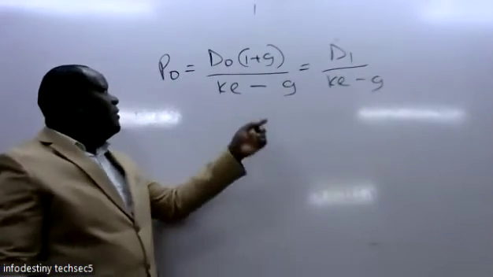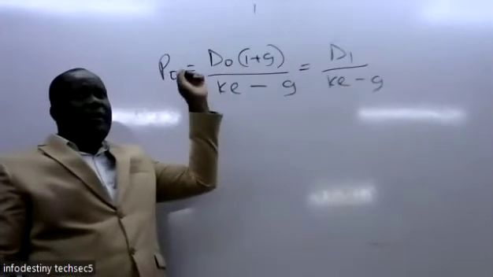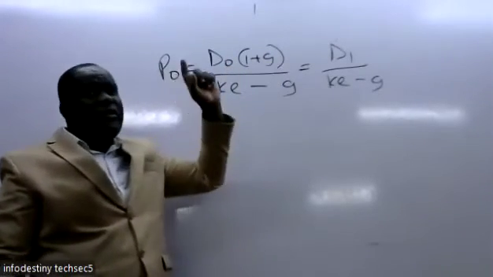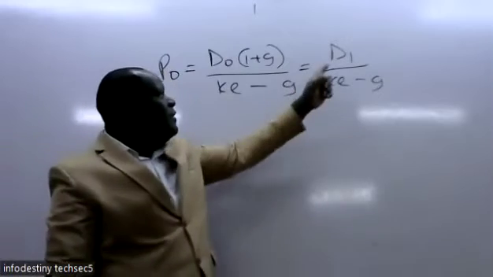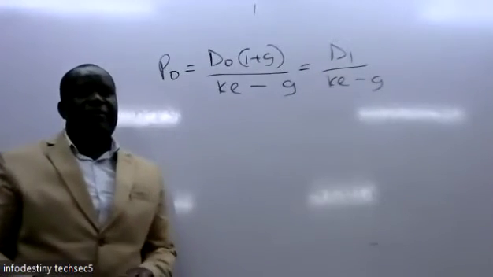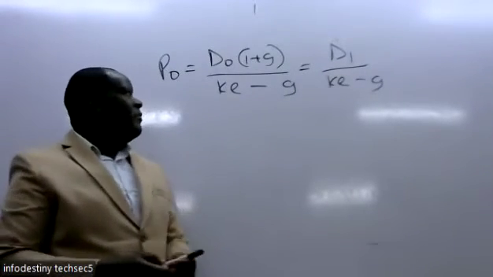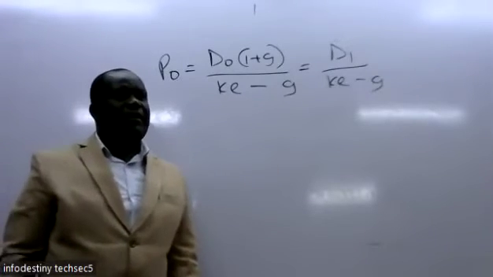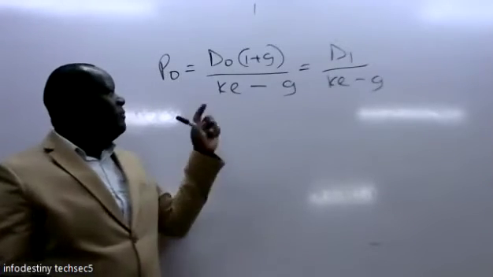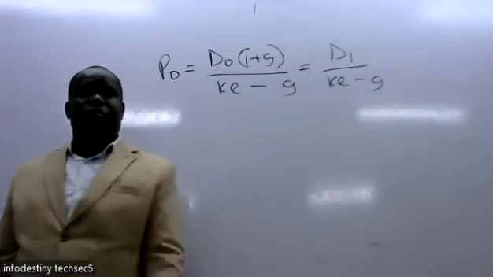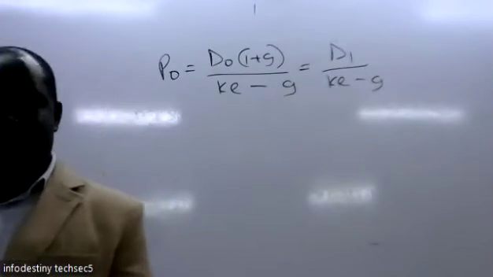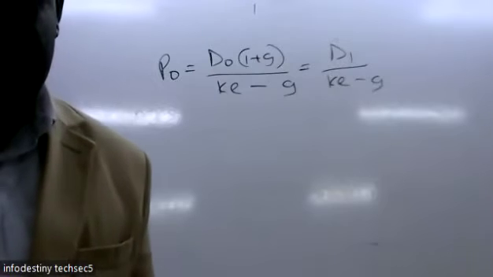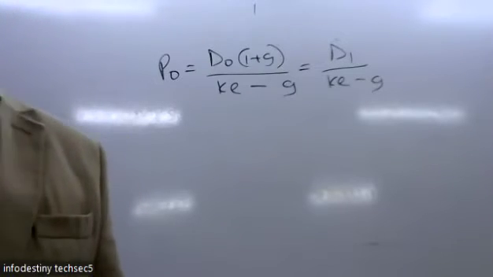So our D0 is the last dividend that was paid. Then g is the constant growth rate. Then D1 is the next dividend to be paid. Then you remember Ke is the cost of the ordinary share. So we shall be using that formula to get the value of the ordinary share. That's A, the one for the constant dividend growth rate ordinary share.